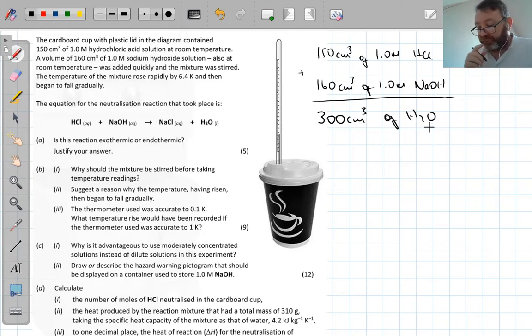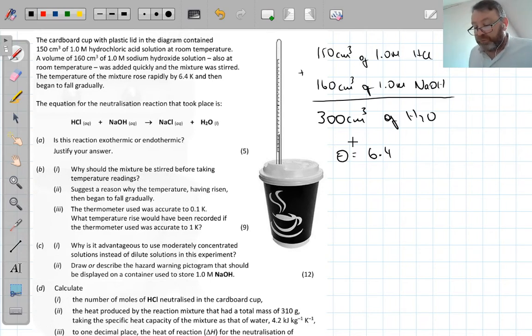What are we told next? The temperature of the mixture rose rapidly by 6.4 Kelvin. Now look, rises in Kelvin and rises in Celsius or centigrade are exactly the same. So therefore we've got theta equal to 6.4, and then it began to fall gradually. Okay, so now we've got our water volume, we have our rise in temperature theta, and we're also going to be told later on what the specific heat capacity of water is when we're asked to do the calculation. So let's move down through the questions that are up here first of all.